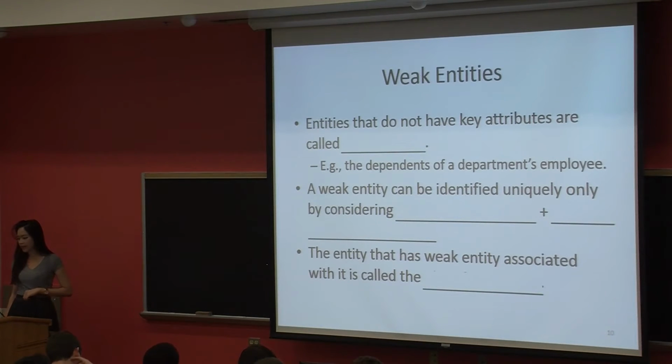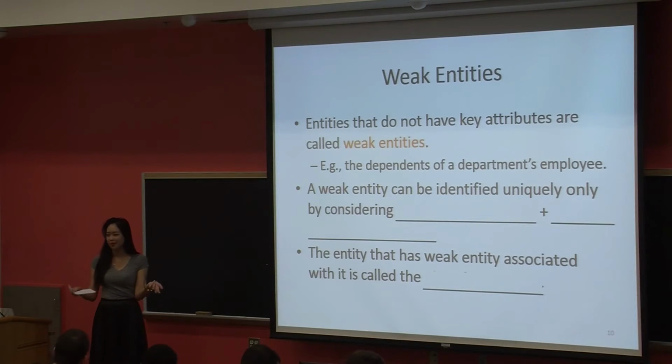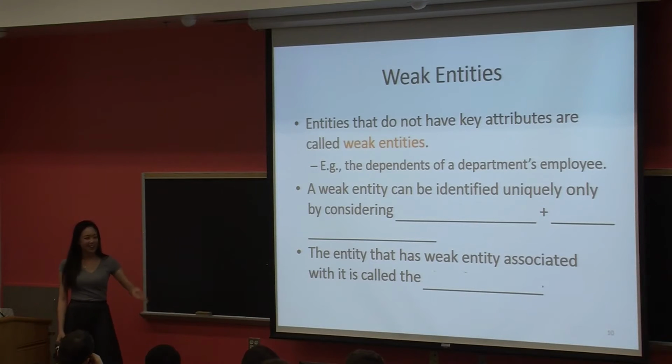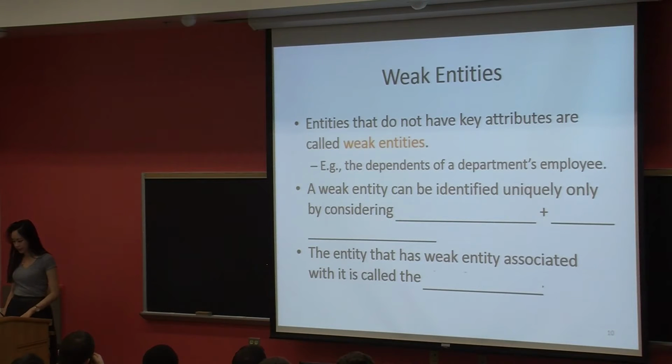So entities that do not have key attributes are called weak entities. By not having key attributes, I mean, for example, imagine I'm a faculty, even though I'm still not. And imagine I have family, even though I still don't. Say I have a kid. When I store the information of the kid in the university database, do you think the kid has to have a key attribute, like a primary key? Or when we identify the kid, it can just go through me, right? So weak entities don't have key attributes, all right? So the example will be the dependents of a department's employee.